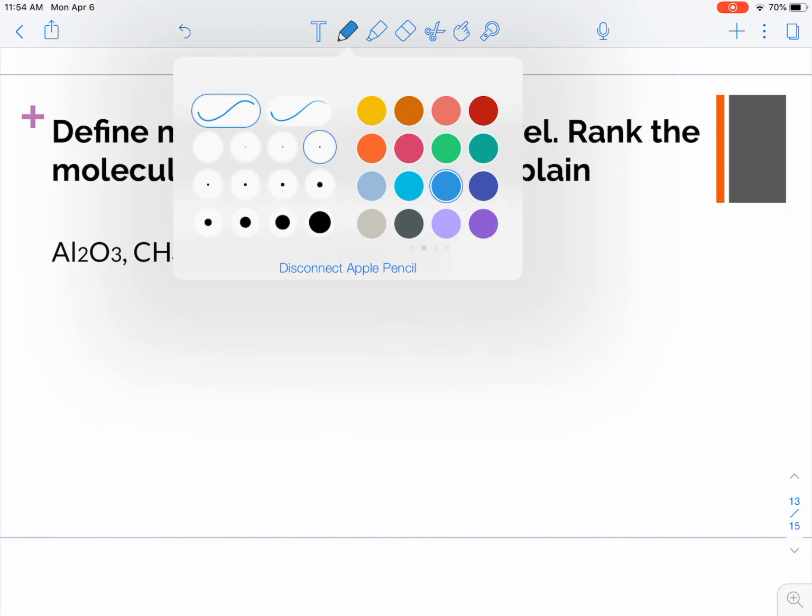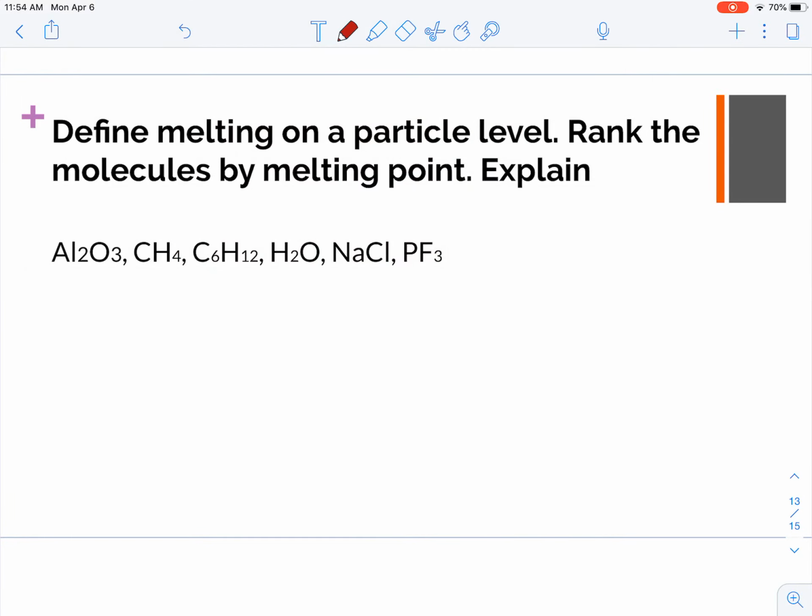All right, one last example of how intermolecular forces relate to physical properties. I'm going to go ahead and define melting on a particle level. You guys know that melting is a phase change from solid to liquid, and with that phase change, there's an increase in particle spacing as heat energy is transferred through collisions.